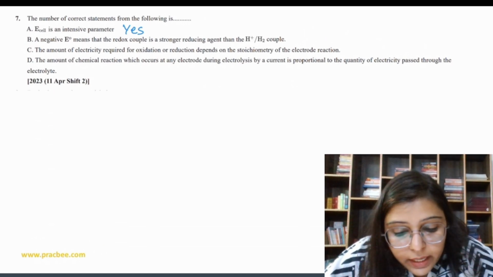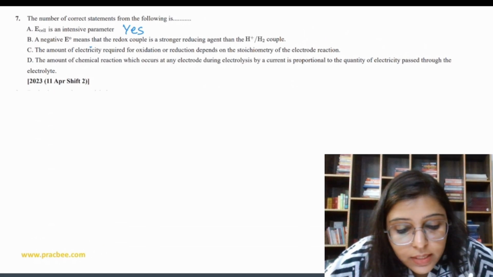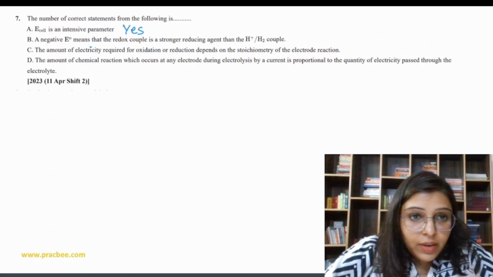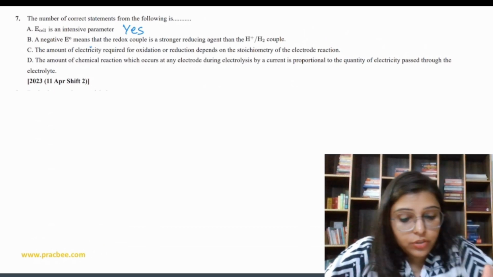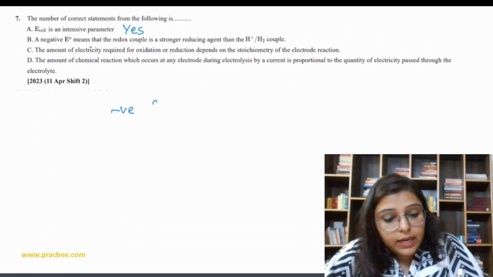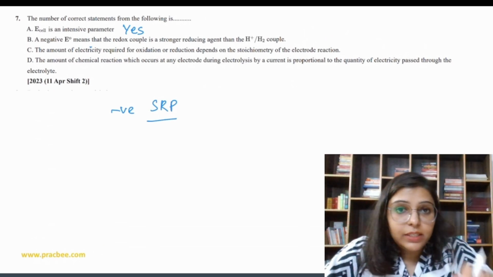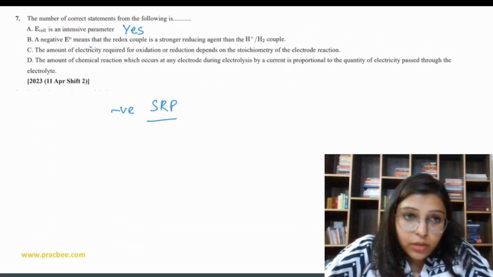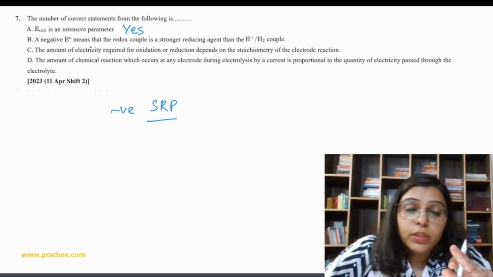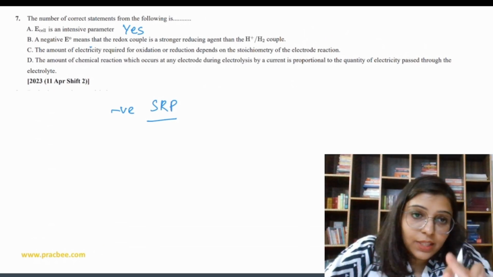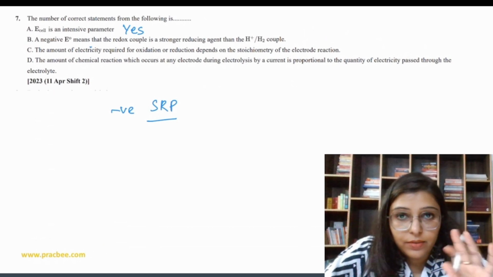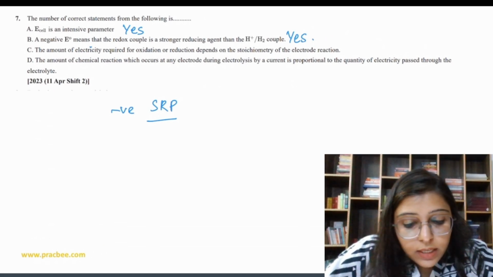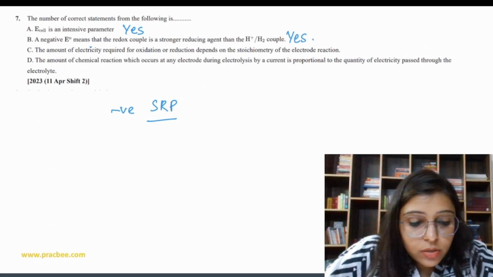A negative E naught means that the redox couple is a stronger reducing agent. Yes, of course. Why? Because if we have a negative standard reduction potential, it means that the element does not want to get reduced. So they are stronger reducing agents. It means they can reduce others and oxidize themselves. So this is correct.